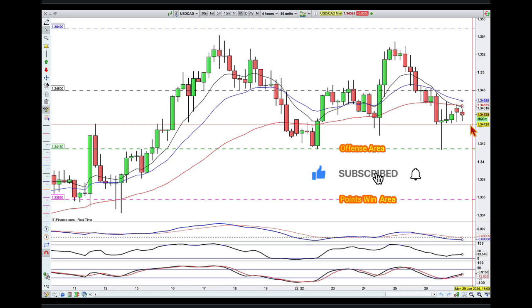The other thing that I want to mention, another point of caution, is that we've got some big economic news coming this week for the US dollar and the Canadian dollar. We've got, of course, the Fed rate decision on Wednesday, and we also have Canadian GDP. So we could see a bit of volatility around this market and hopefully around other markets, so we can see some movement and some more opportunities.